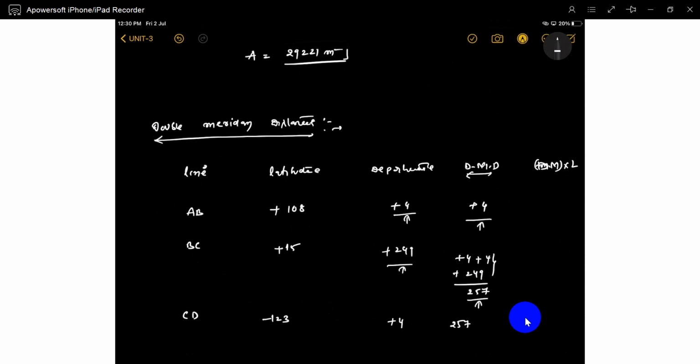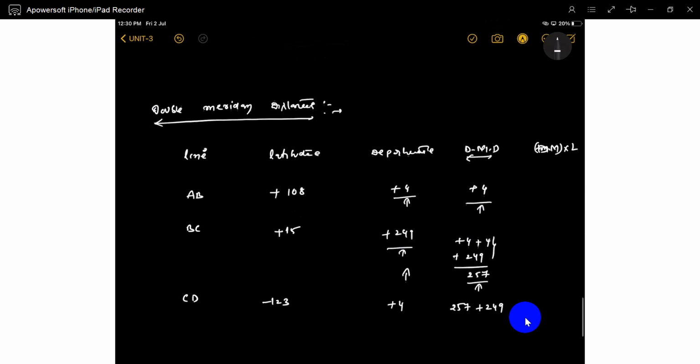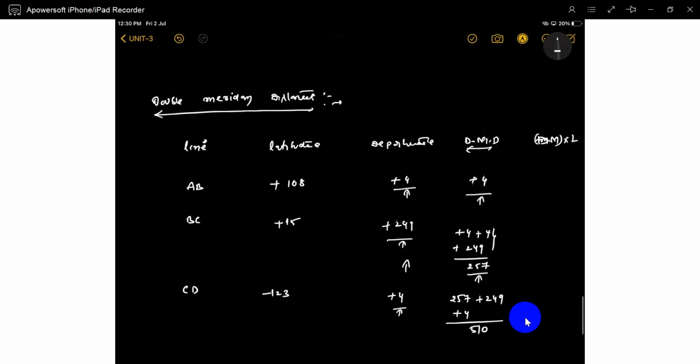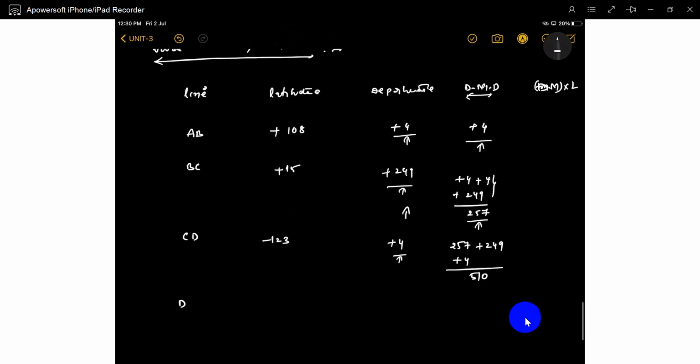DMD of the previous line. Okay. Departures of the previous line. Departure of the previous line is 249. Understood? Departure of the previous line and the departure of the line itself. What is the value? Plus 2, so 510.